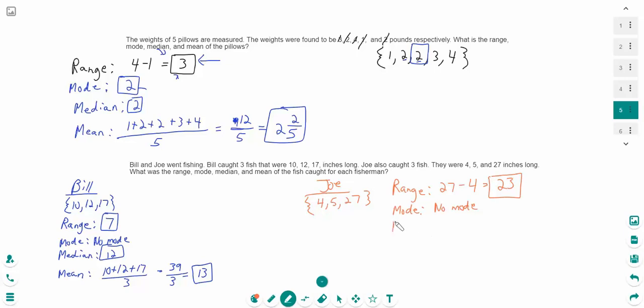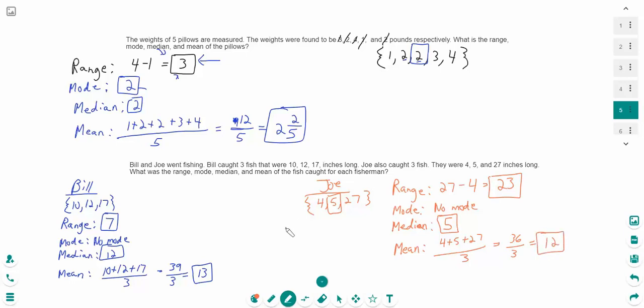All right. How about the median? Try to figure out the median here. See if you can do it. Pretty simple. It's the middle number, right? So the median is the 5. And then let's find the mean. And once again, why don't you try to do it first? So to find the mean, we're going to take the average. So we're going to take 4 plus 5 plus 27, and we're dividing that by the 3, right? There's 3 data points. So 9 and 27 is 36 over 3, which is a 12.